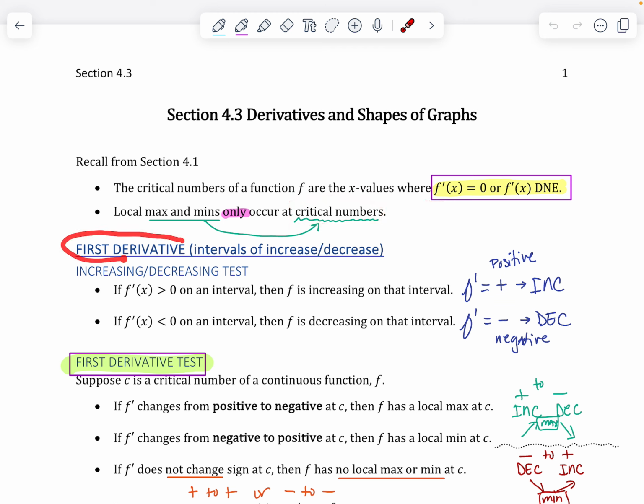Specifically, let's look at the first derivative test. This is where our intervals change from increasing to decreasing. If the derivative is greater than 0, which means it's positive, then the interval is increasing in this region. And the reverse. If the first derivative is less than 0, where less than 0 means it's negative, then our function is decreasing in this region.